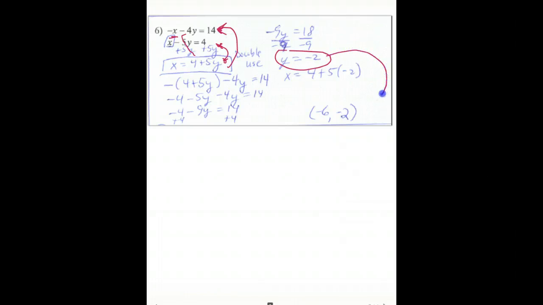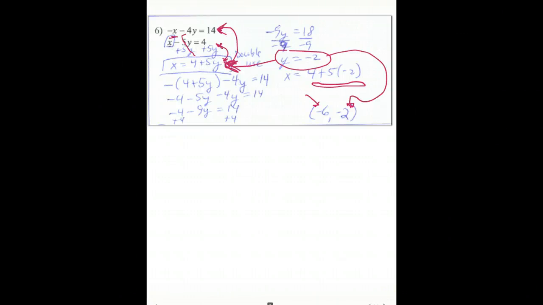Remember, that's the second coordinate of your point of intersection. To get the first, I take my negative 2 and plug it into this equation right over here. I showed the math for you just in case. If you compute that, you get x is negative 6.